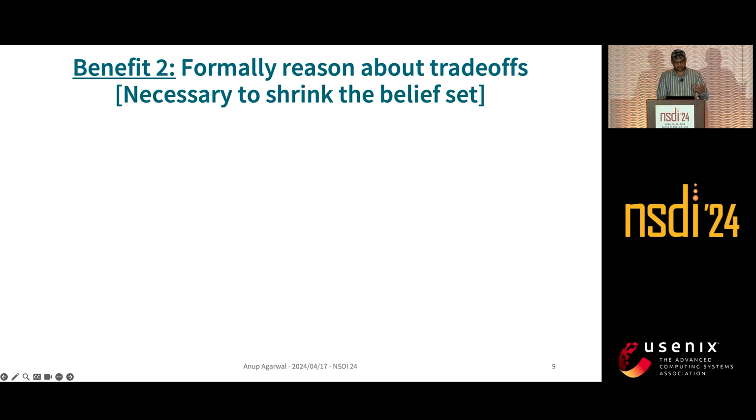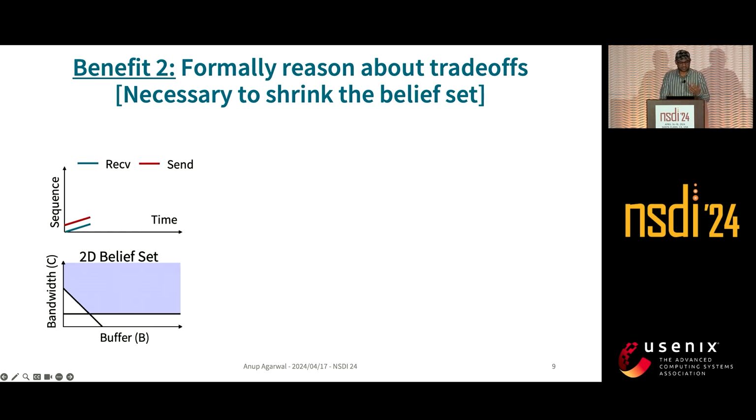The second benefit of the belief set is that it helps us formally reason about trade-offs in congestion control. At any given time, an algorithm has made some observations which we've summarized into the belief set. Here, I'm just showing 2 dimensions for ease of visualization. Now, using the summary, the CCA chooses a rate and gets some observations. This measurement may teach it something new about the network. This is reflected by a shrink in the belief set, and this process repeats. In fact, we show that such shrinking is necessary for CCAs.